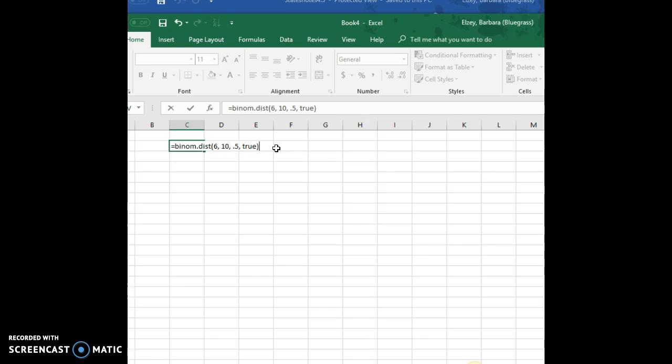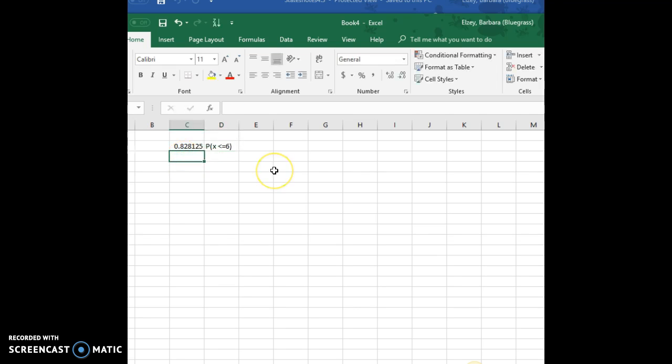And we always want to type the number true. And it tells us this answer is 0.828125. Now, this is the same thing we would have gotten from the chart, just with a little more decimals. This is the probability that x is less than or equal to 6. We want the probability that x is exactly 6.